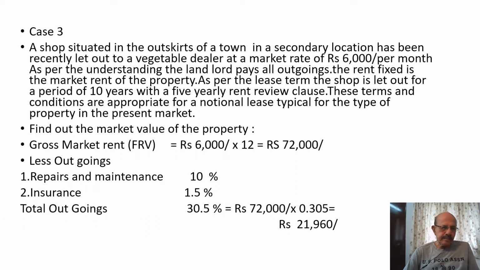Case 3. A shop situated in the outskirts of a town in a secondary location has been recently let out to a vegetable dealer at a market rate of 6,000 per month. As per the understanding, the landlord pays all outgoings. The rent fixed is the market rent of the property.